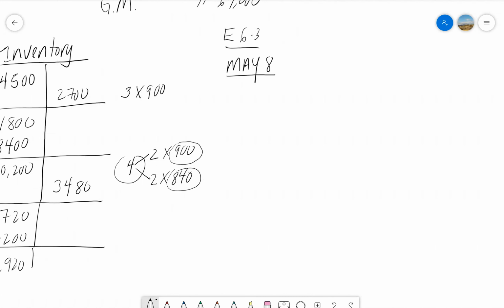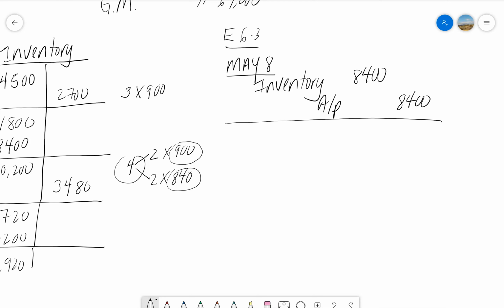So once again, fairly straightforward. All we're going to do is debit our inventory account for the amount of 8,400 and credit our accounts payable for 8,400. So fairly straightforward. Now, the next journal entry is for the May 17th sale. Now, once again, we're not doing all the journal entries, just the ones that the textbook asks us to do for exercise 6-3. Now, whenever there's a sale of inventory and we're using the perpetual inventory method, remember there's 2 journal entries, one to record the sales revenue and one to record the cost of goods sold.